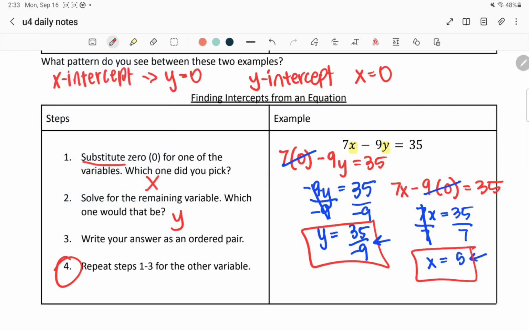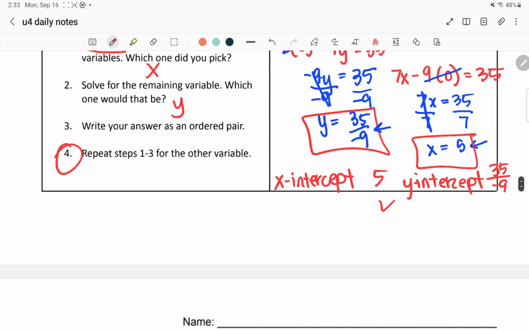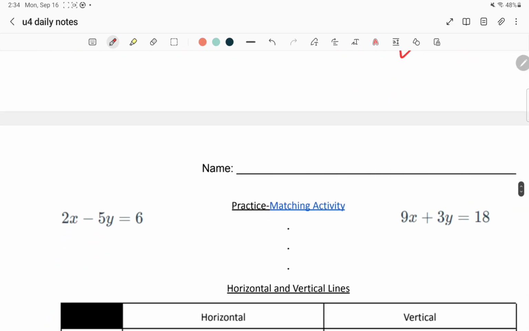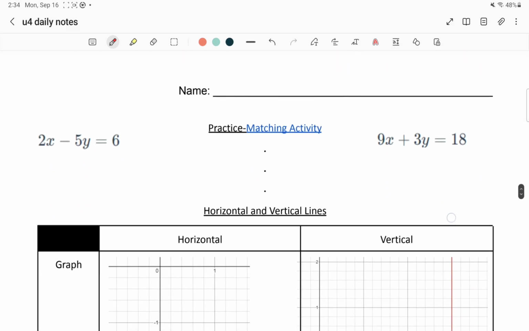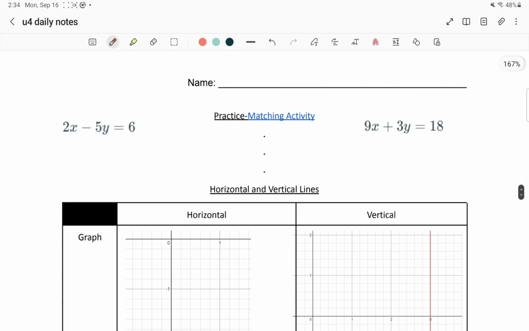What Delta Math looks like is it says x-intercept, and you're going to put 5. And then it says y-intercept, and you're going to put 35 over negative 9. And then it's going to mark you right, and that's going to be awesome. Okay? Let's flip the page. I will do it one more time. And then you're going to do that one.